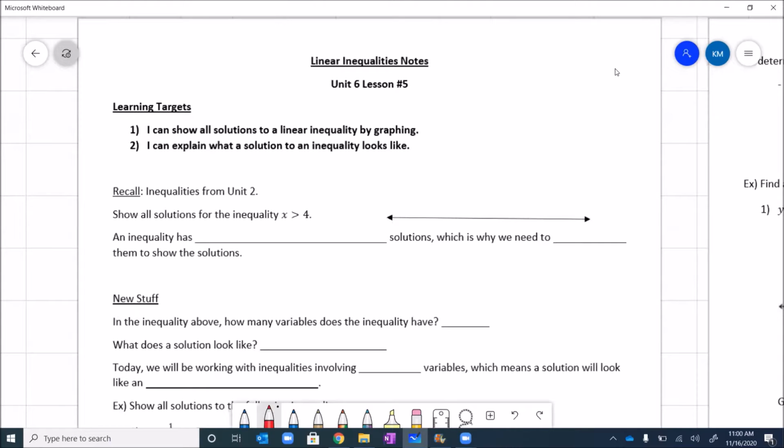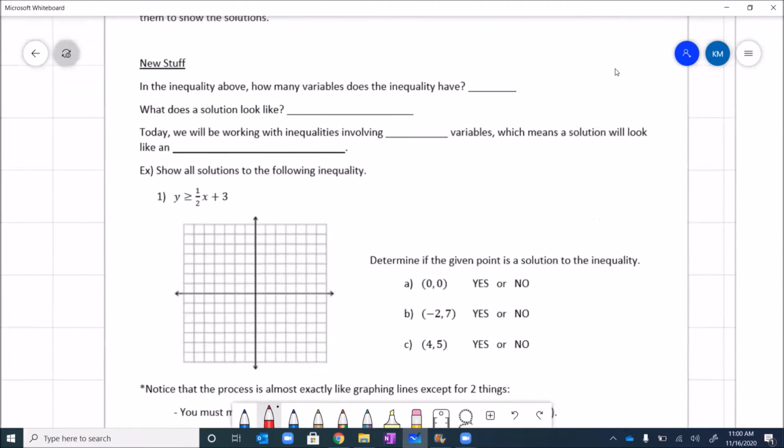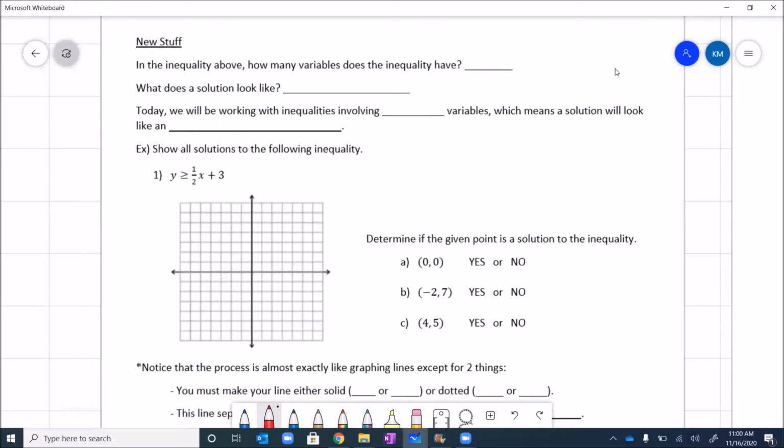All right, remember from Unit 2, if we had x is greater than 4, when we did this on a number line, we made sure we had 4. We used an open circle to indicate that this was a barrier, but it was not included in our solution. And then we shade all the points that would be a solution to the inequality. An inequality has infinitely many solutions, a bunch, not just one, which is why we need to graph them to show the solutions. Okay, so that's all from Unit 2, things that we're going to use in this lesson.